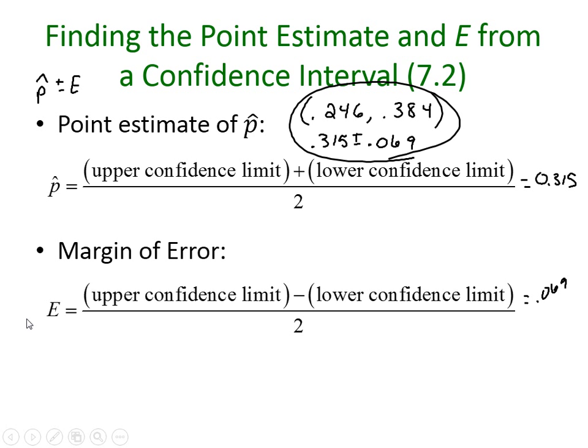Those two things are saying the exact same information. It's just different ways to express it and understanding what you're doing. If you take 0.315 plus 0.069, you better get 0.384. If you take the 0.315 minus the 0.069, you better get 0.246 because they're expressing the same things.